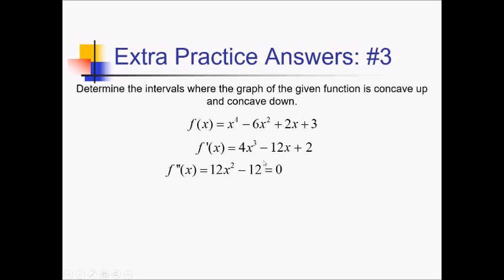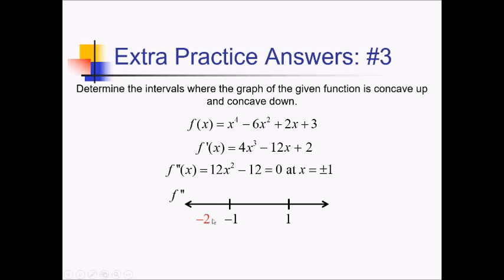If I add 12 and divide by 12, we have x squared equals 1. And then x is going to be plus or minus 1 if you square root both sides of that equation. So our two critical values, which we can put on our f double prime number line here, are negative 1 and positive 1. So let me test out a number that's less than negative 1, and I'll plug it into this f double prime expression here.